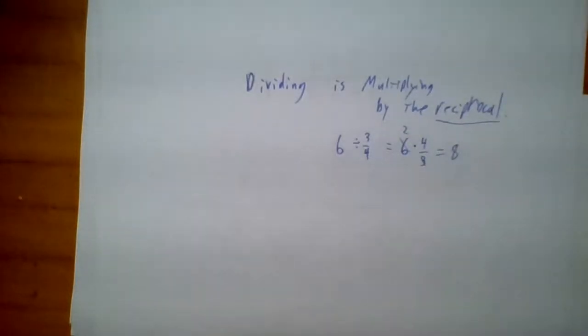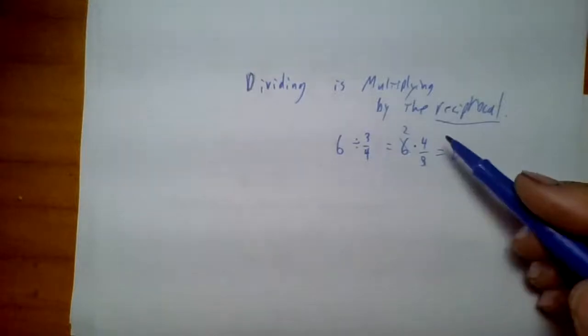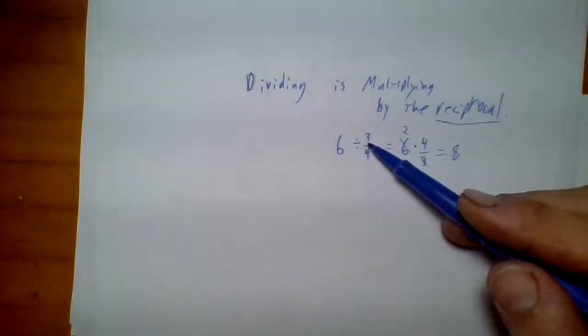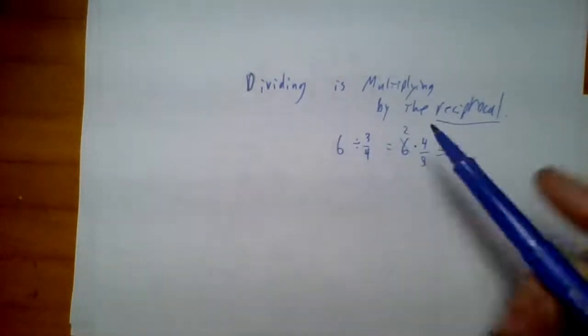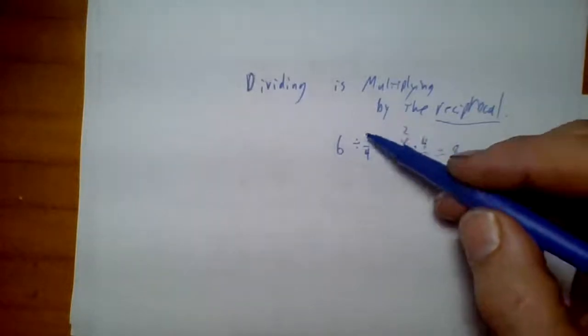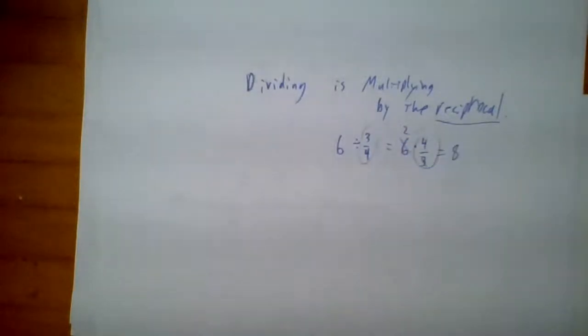You're just going to get 8. It takes 8 3/4 things to make up 6. 8 times 3/4 is equal to 6. So that's the answer there. And the easy way to get it is not to think about division, but to turn it into a multiplication problem. And the reciprocal is real easy right here for a fraction.